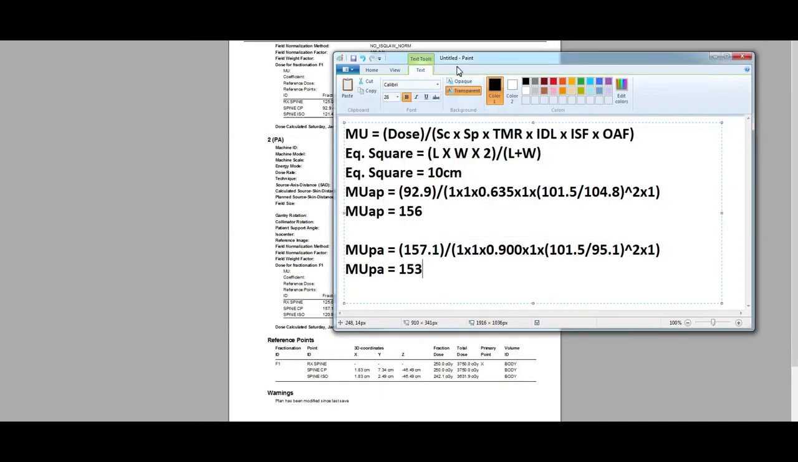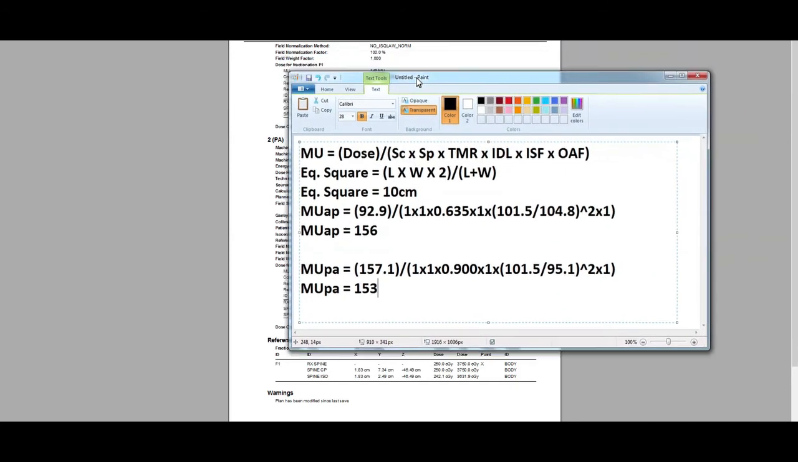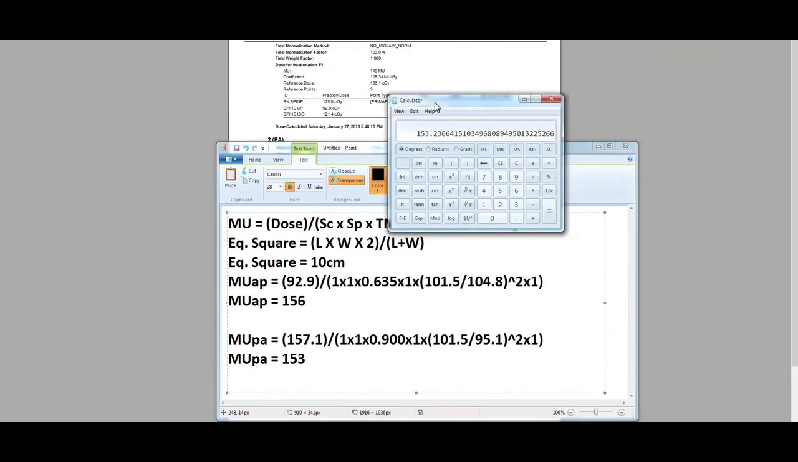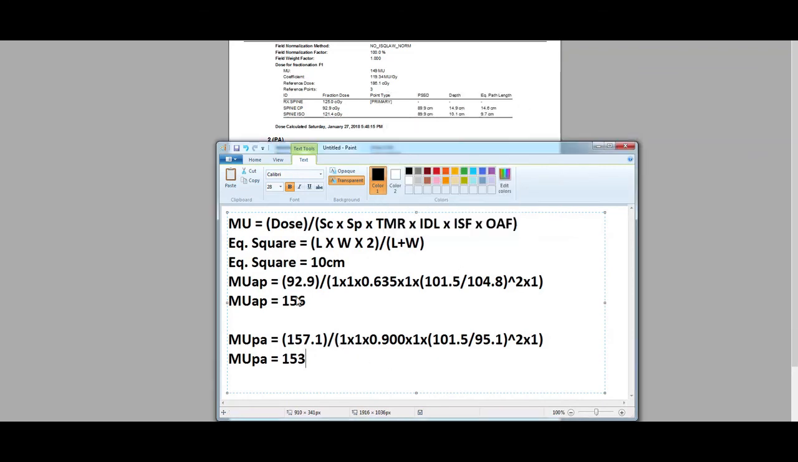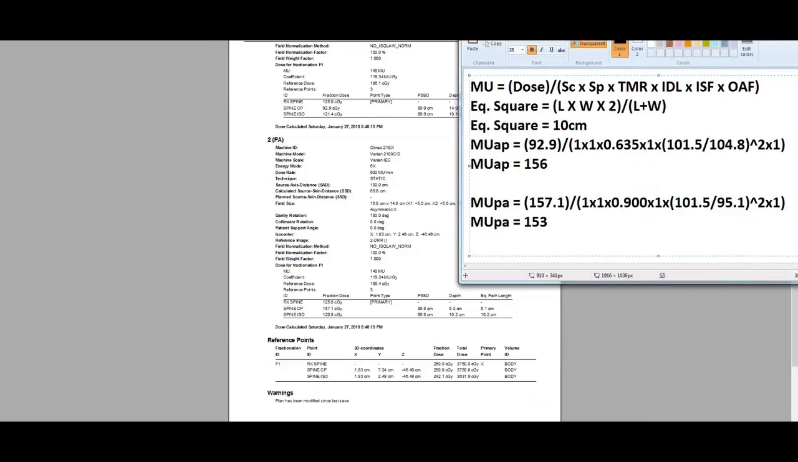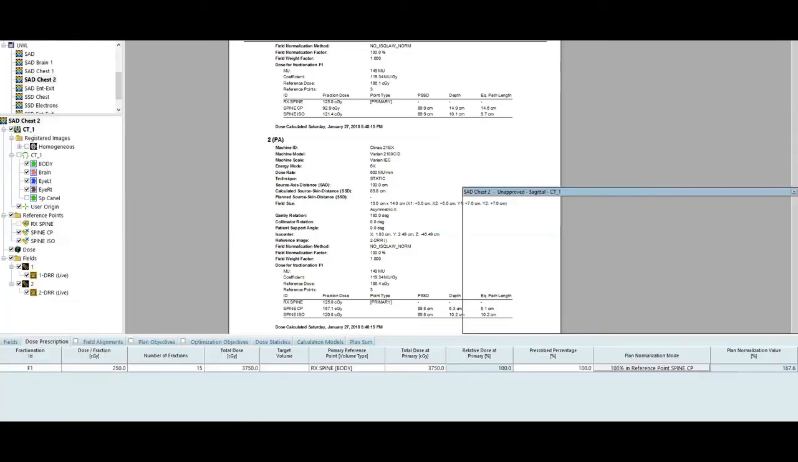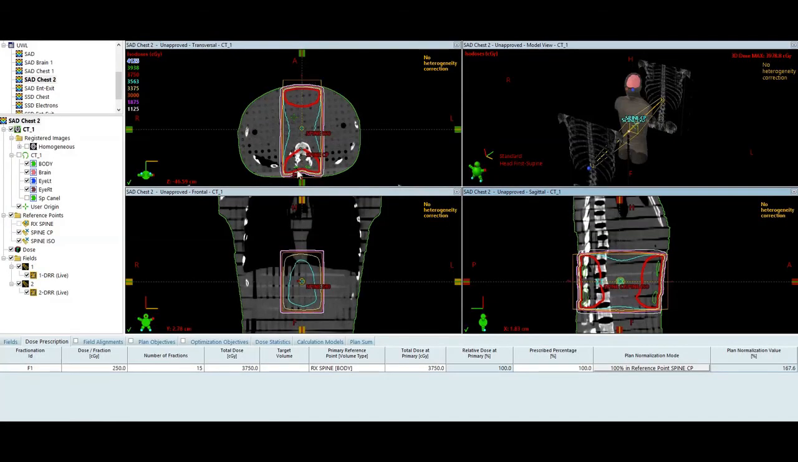My treatment planning system monitor units were 149. So 153 divided by 149 gives me a 2.5% error. So I got 156 from the anterior, 153 from the posterior. And that is going to be a parallel opposed pair calculating the monitor units to a calc point, not at isocenter.